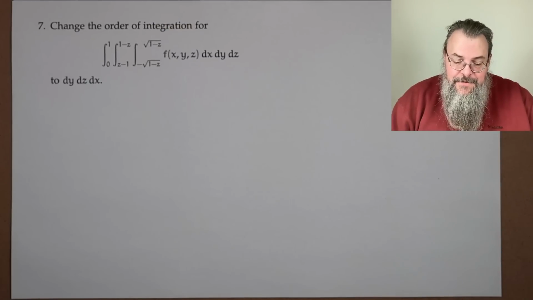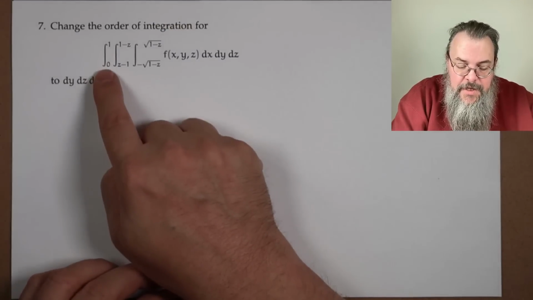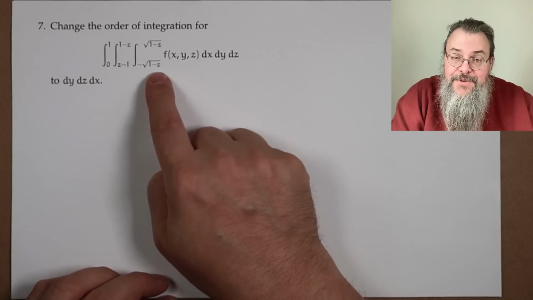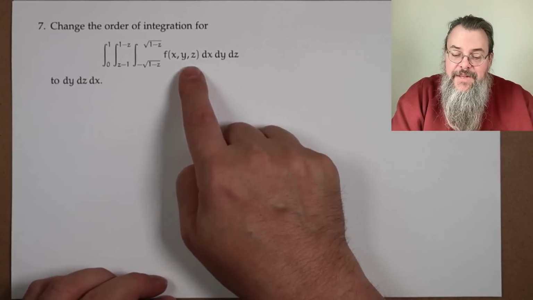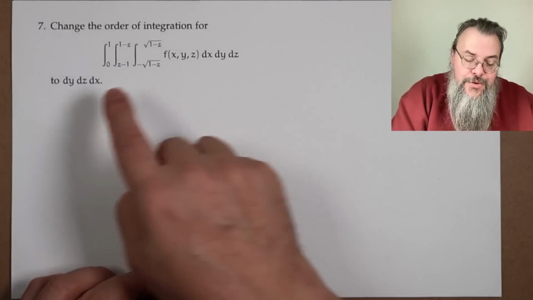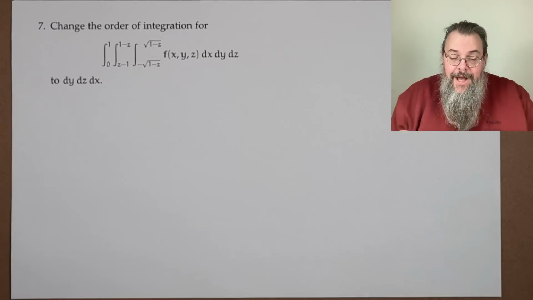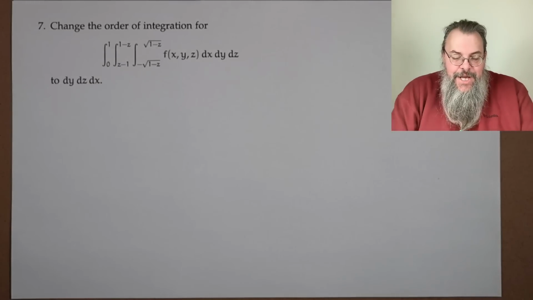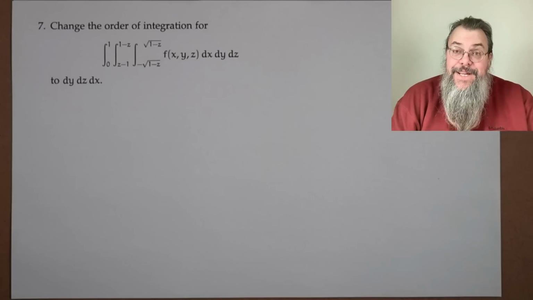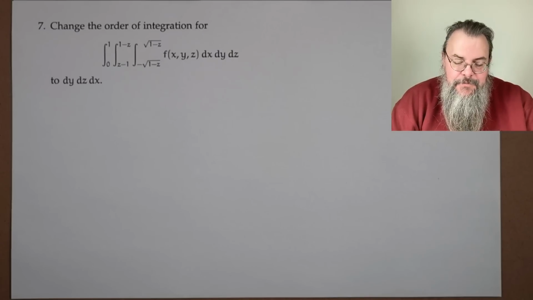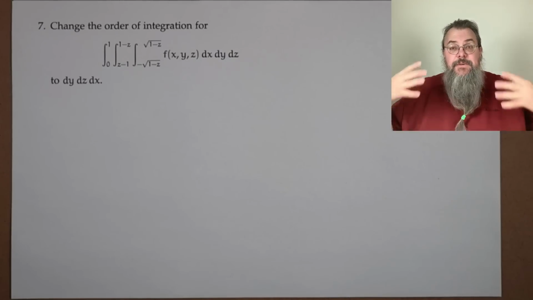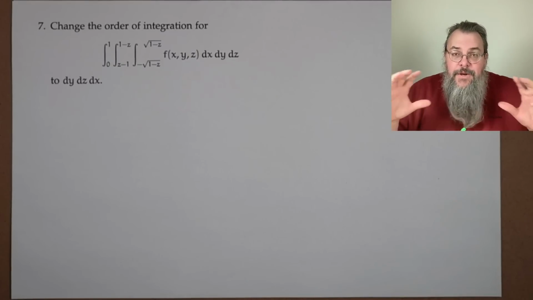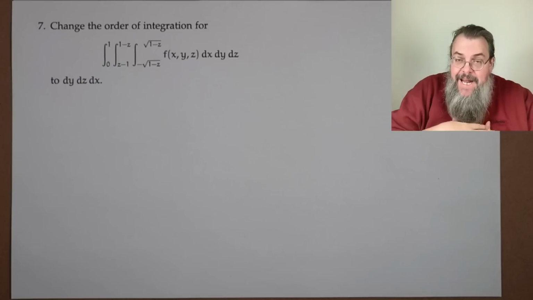Change the order of integration for, we're going from 0 to 1, z minus 1 to 1 minus z, minus root 1 minus z to plus root 1 minus z, f of x, y, z, dx, dy, dz, to dy, dz, dx. Oh, okay. So we're changing order of integration. Okay, well, this is going to be interesting, right? So what do we do? Well, there's sort of a process we go through when we're changing order of integration. And no, the first step is not have a mild panic attack.